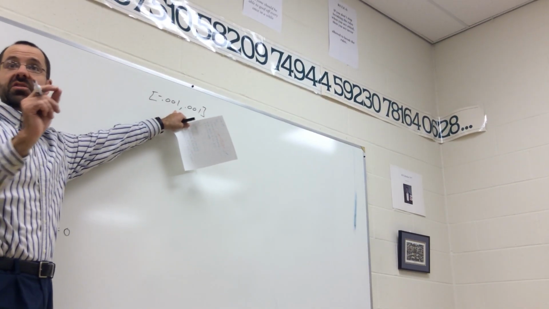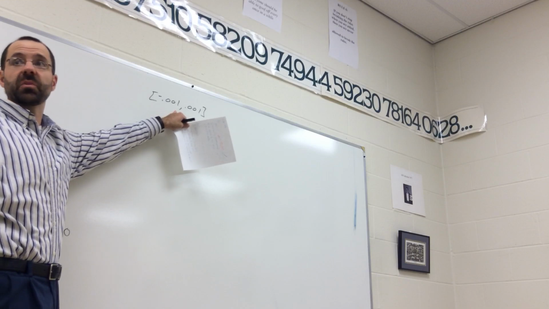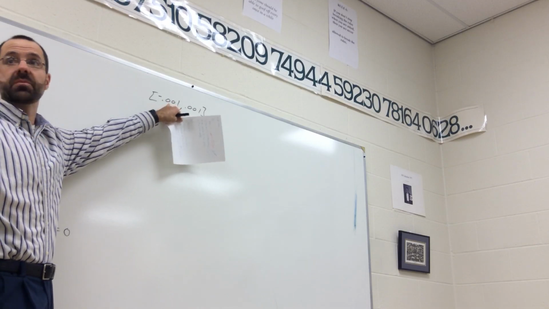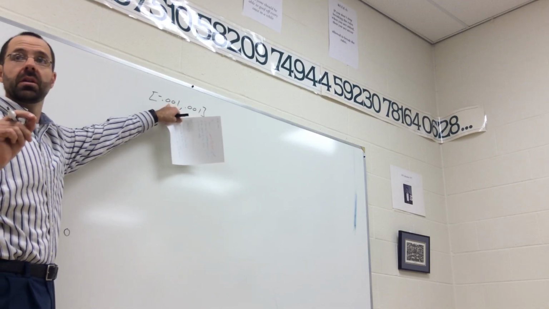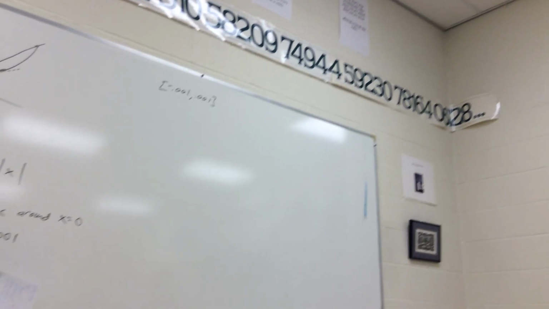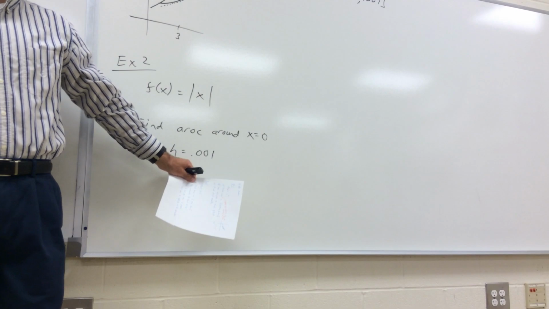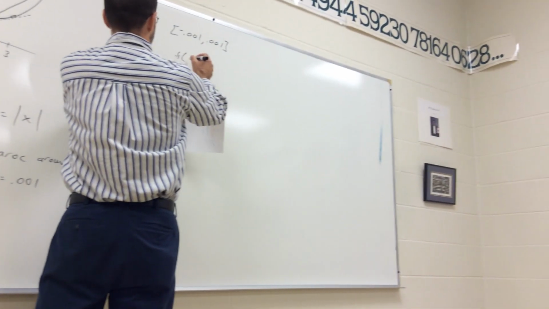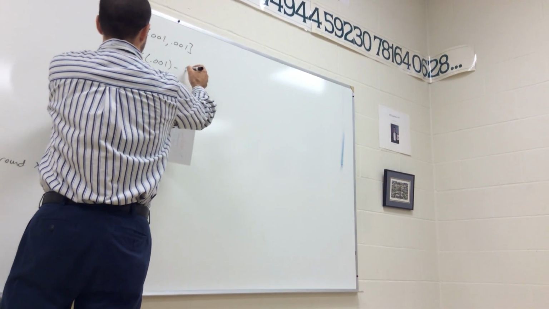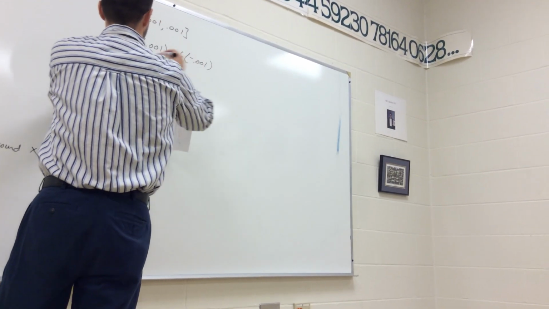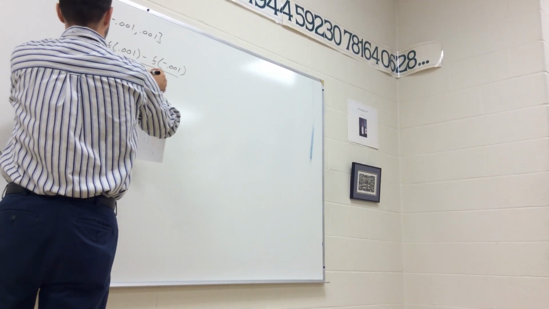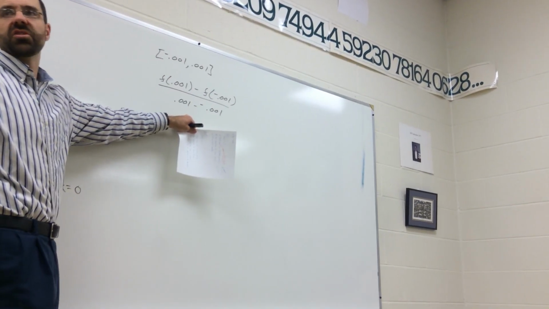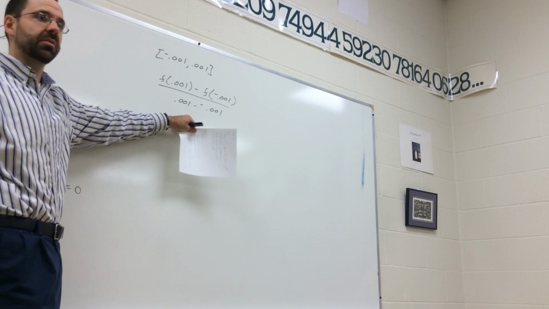Just like on the last one, I went 0.001 to the left of 3, and that took me down to 2.999. This is 0.001 to the left of 0, and it takes me down to negative 0.001. So this is just a rephrasing of that same question as we had before, just using the h terminology. Okay, so we're going to take f of 0.001 minus f of negative 0.001 all over 0.001 minus negative 0.001. Same question, just find an average rate of change between 2 points.